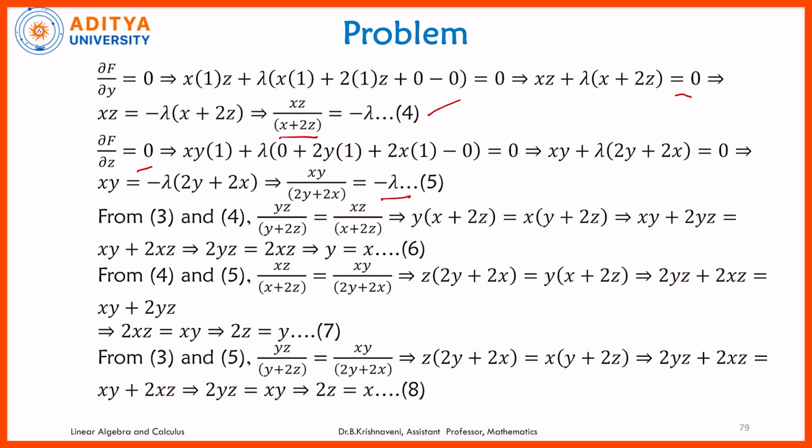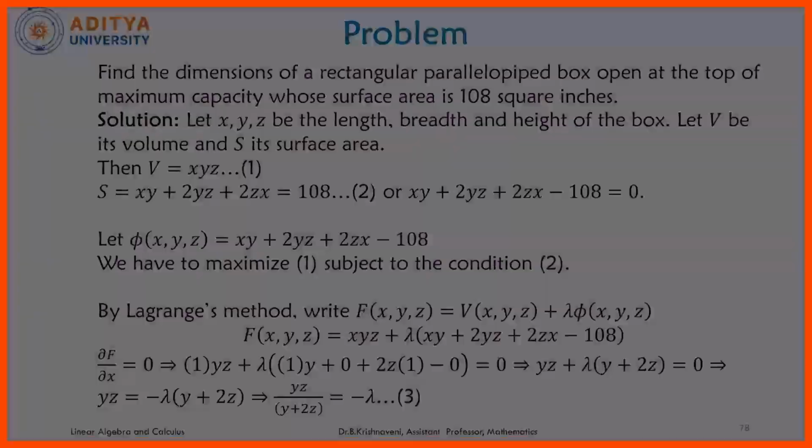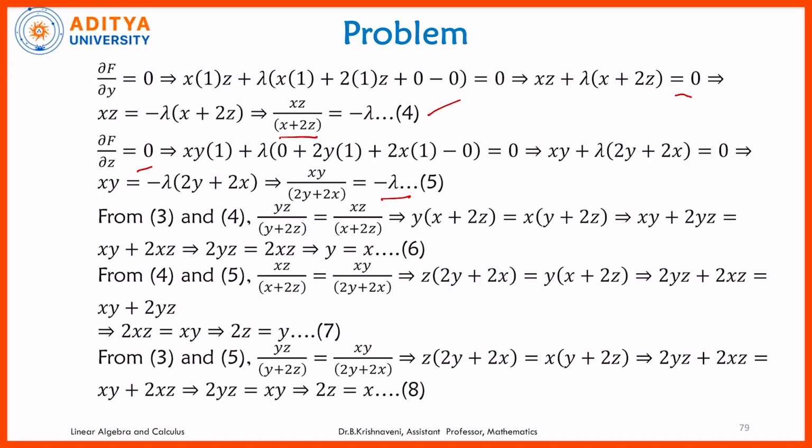And if you see equations number 3, 4, 5, you are getting RHS are same, that is minus lambda, minus lambda, minus lambda. So hence you can equate the LHS. Combine equations 3 and 4. Since both RHS are same, you can equate the LHS. And from this you got y into (x plus 2z) is equal to x into (y plus 2z), which implies xy plus 2yz is equal to xy plus 2xz, which implies 2yz is equal to 2xz. Finally, got an equation y is equal to x, that is the relation.